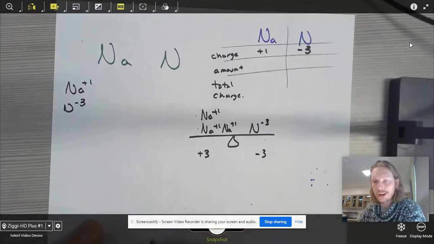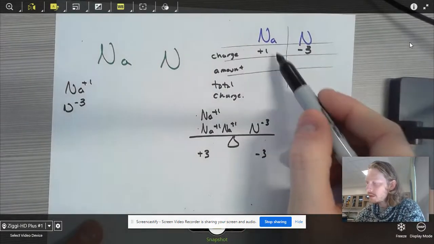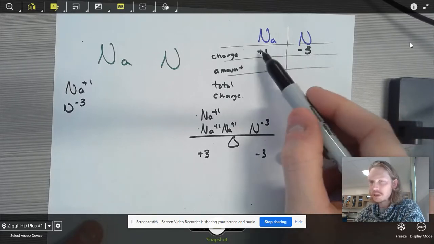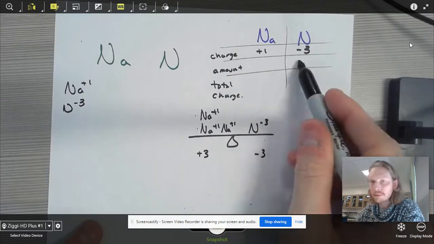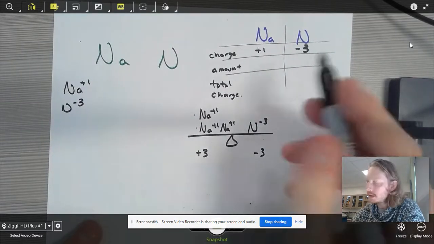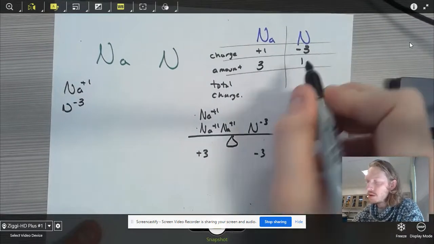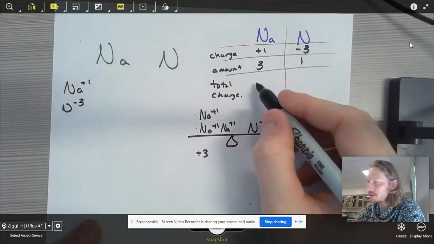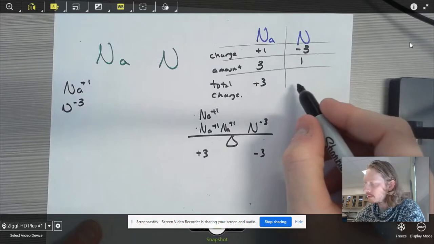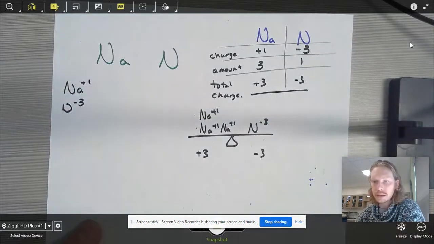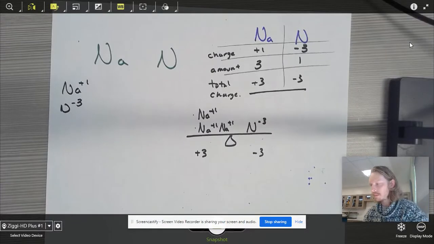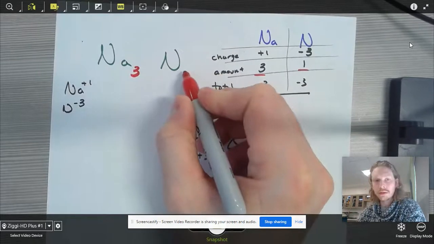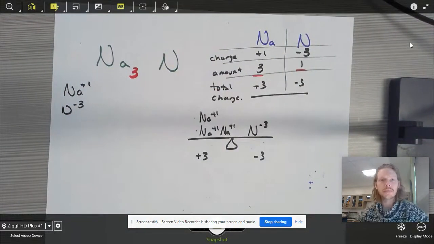They're balanced, good. We can also see that this cross is going to work, right? We need to balance out these 3 negatives. We're going to need these 3 groups of positive. We're going to need 1 group of the negative. So we're going to need 3 sodiums, 1 nitrogen. If we have 3 groups of 1, we're at +3. If we have 1 group of -3, we're at -3. We are balanced. That's looking good. Now we can take our 2 amounts and transplant them over here, right? We need 1 nitrogen. We don't need to write that. We can assume.